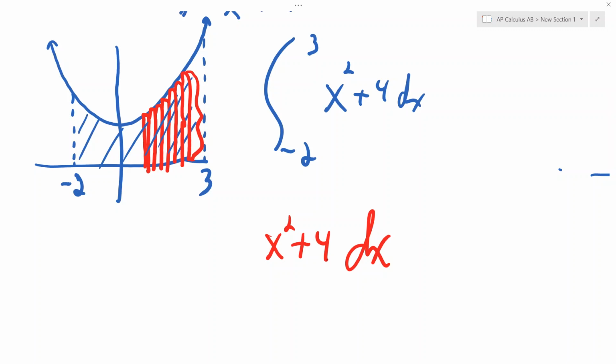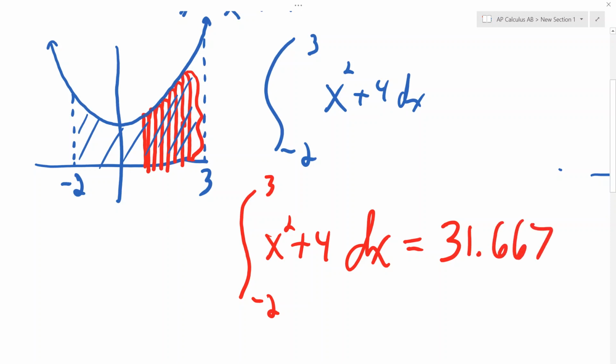And all we want to do is add them all up. So we use a big S, which stands for sum, but it's still an integral. And we say, add up all these rectangles from -2 to 3. And that's what that does. We can do it on a calculator, and we get, what do we got? 31.667. We need to be three places accurate, okay?